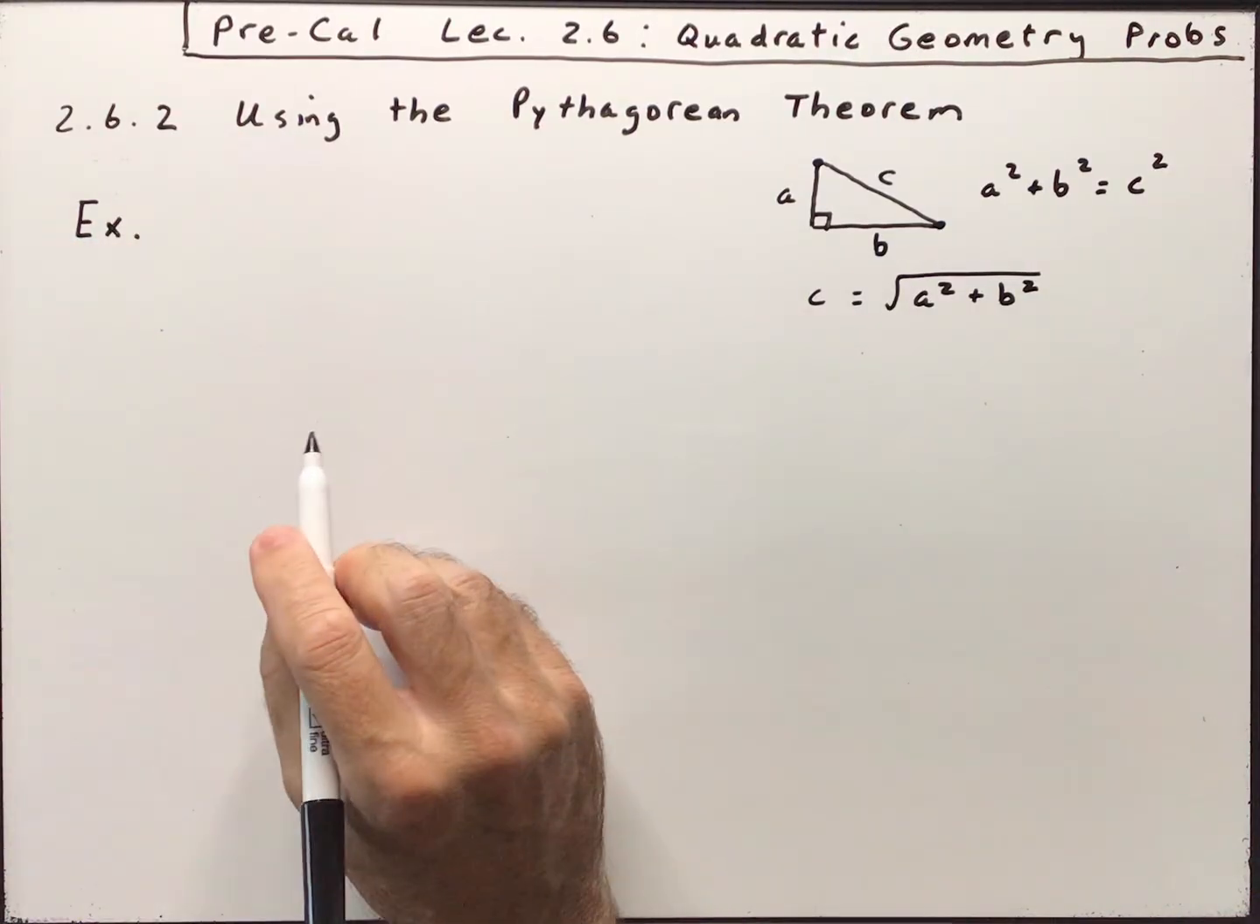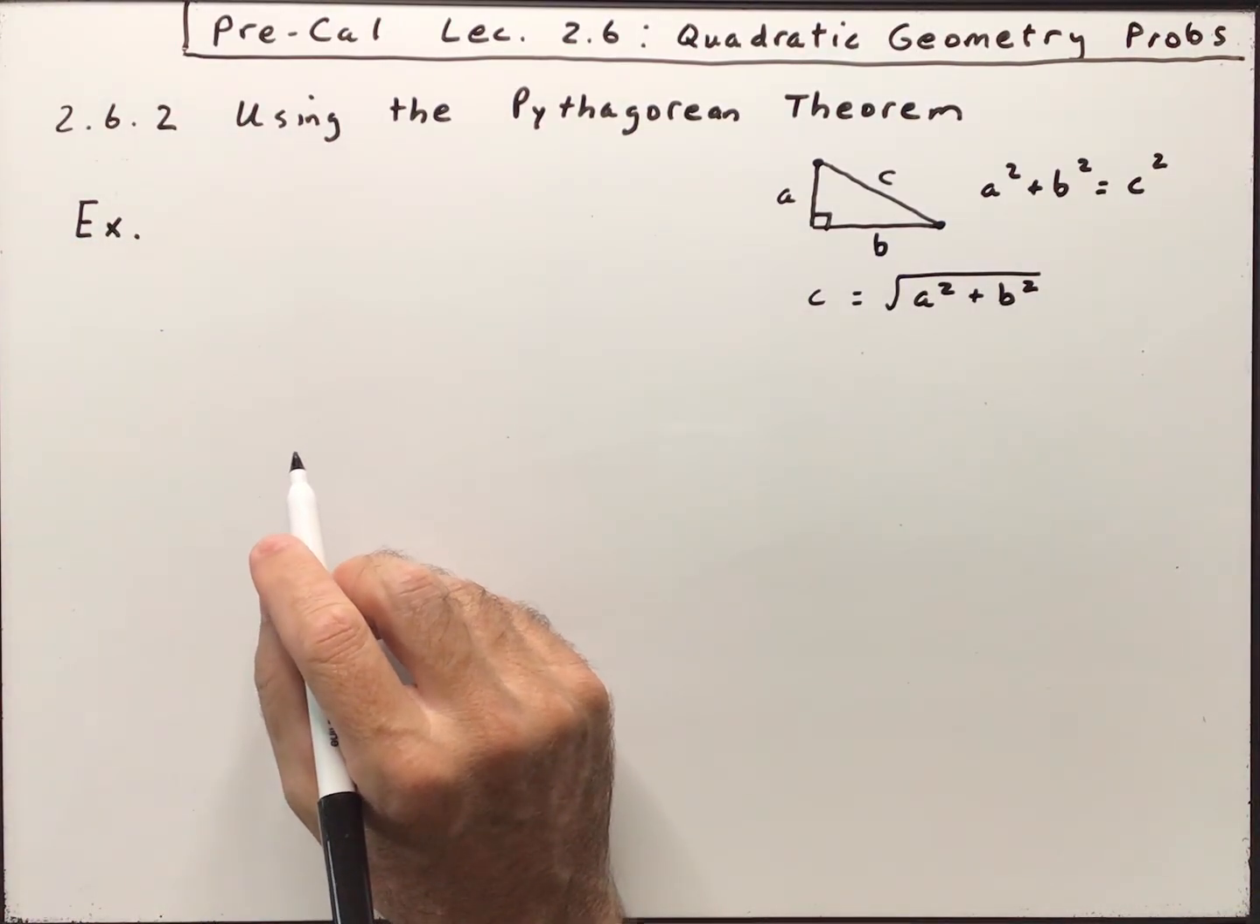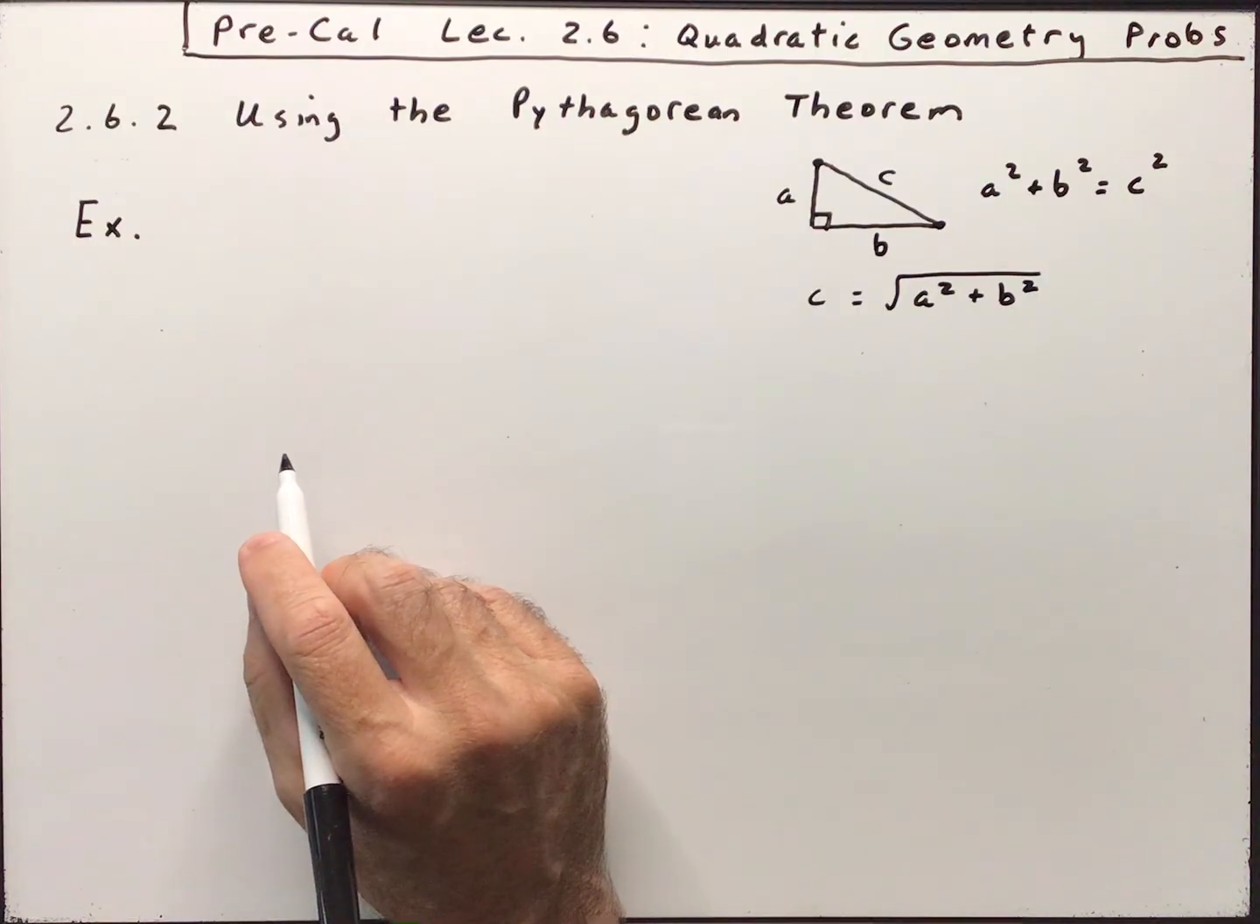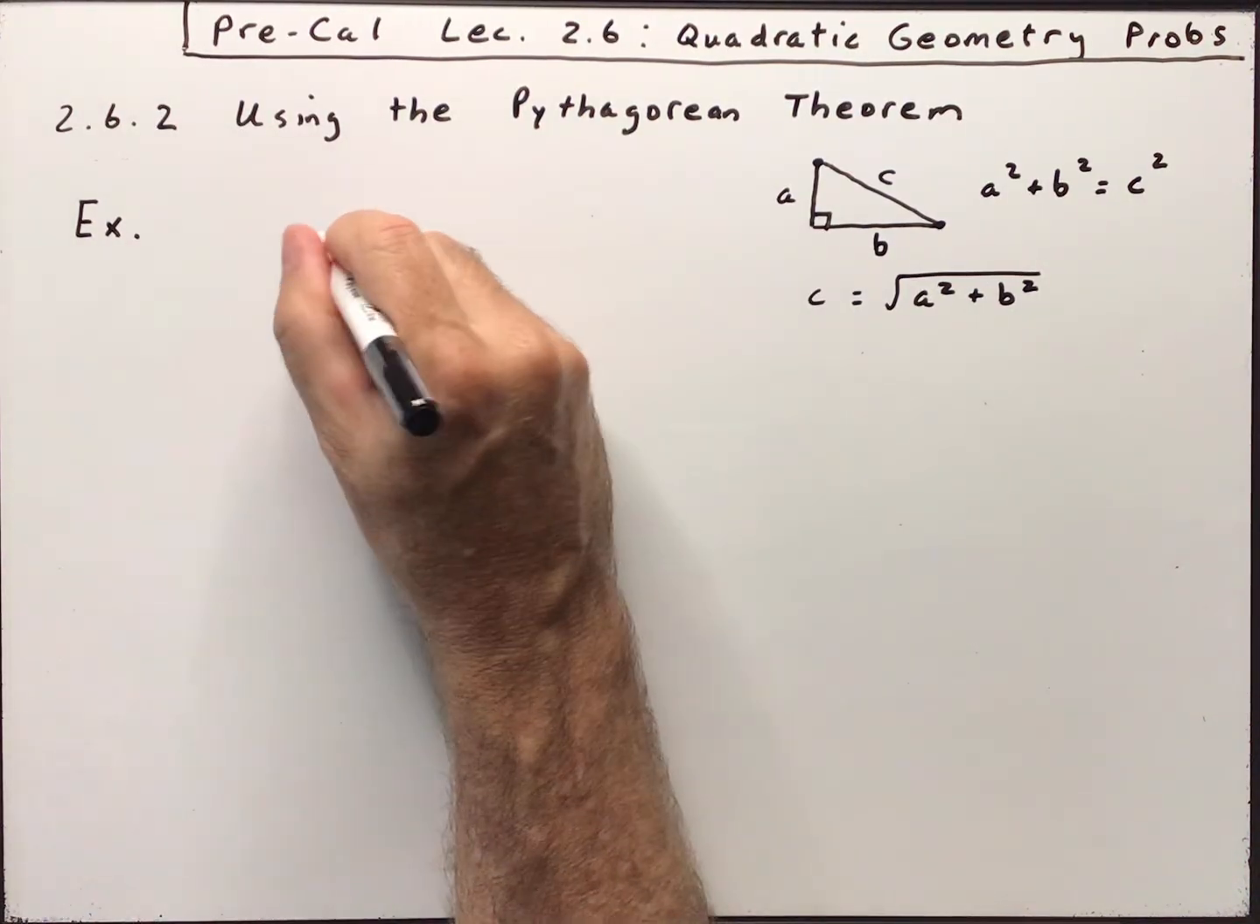Okay, so the first problem says, just read along with me on your paper, the distance between home plate and first base is 90 feet. What's the distance between home plate and second base? Well, let's draw this out.